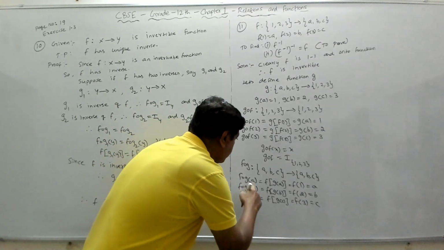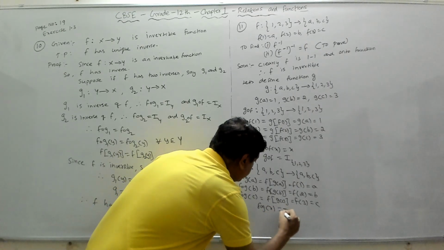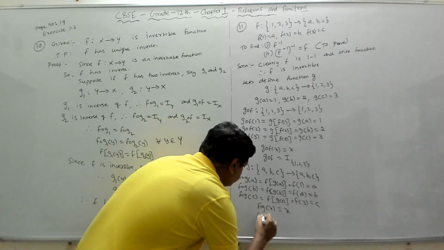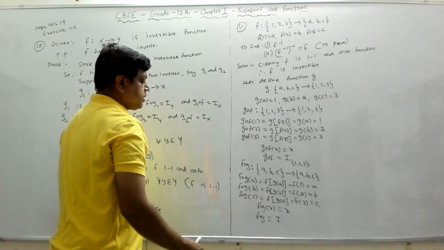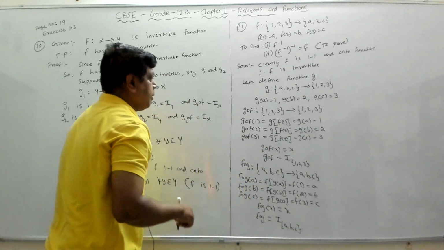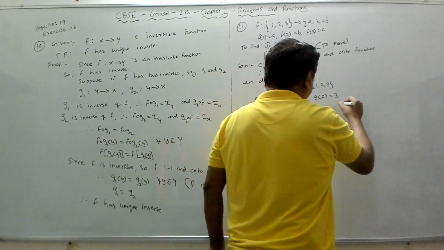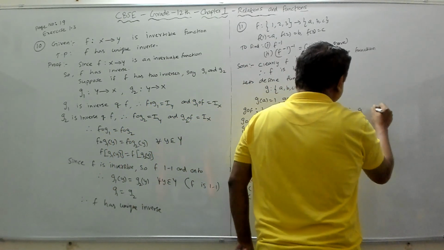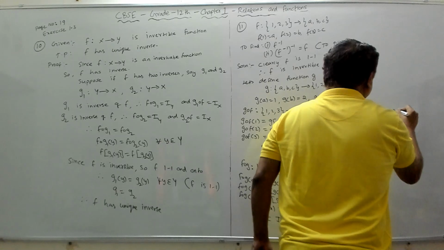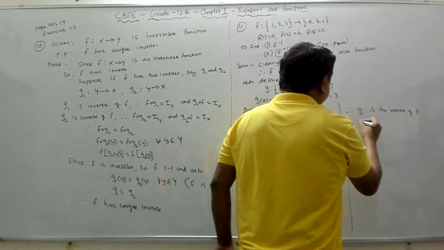So what we have got here also: a goes to a, b goes to b, c goes to c, which means f of g of x is equal to I of x, or x. So f of g is also equal to the identity function on the set A, B, C. Now we have got g of f is an identity function and f of g is also an identity function. Therefore, g is the inverse of the function f, which means g is equal to f inverse.